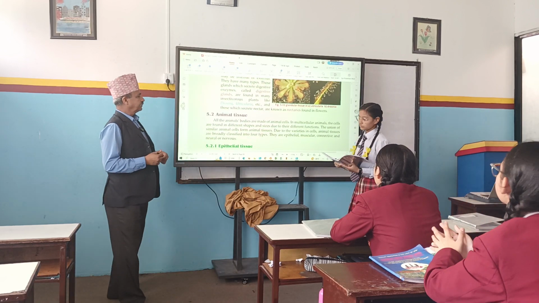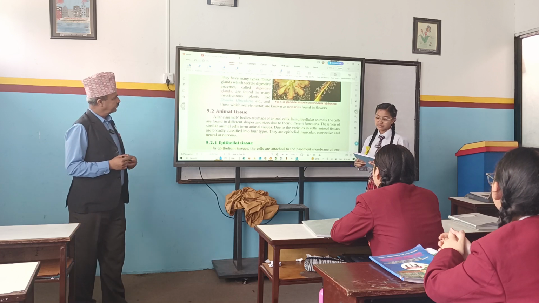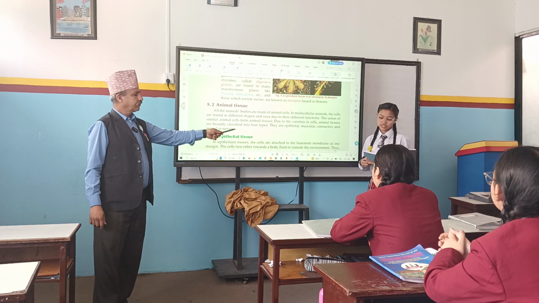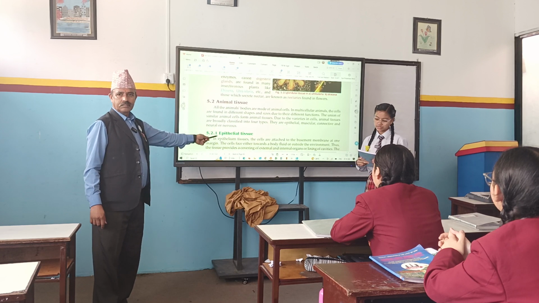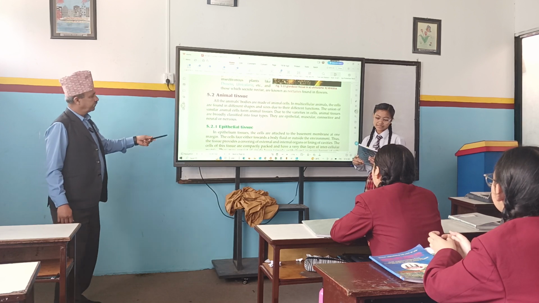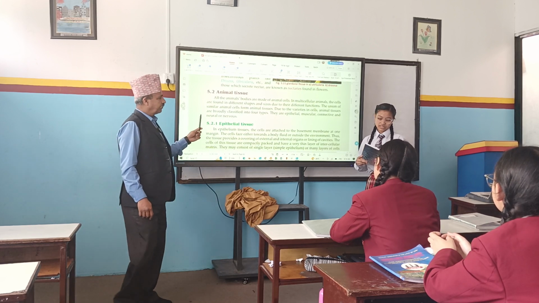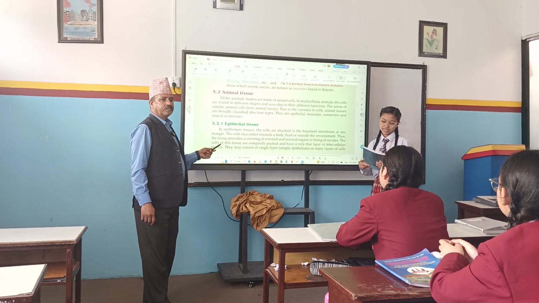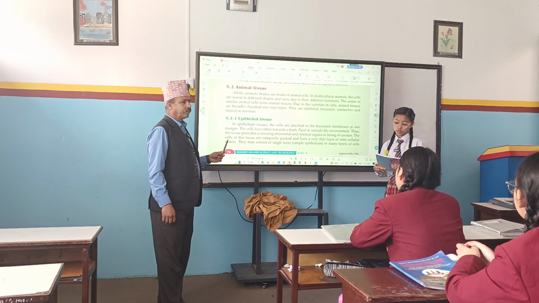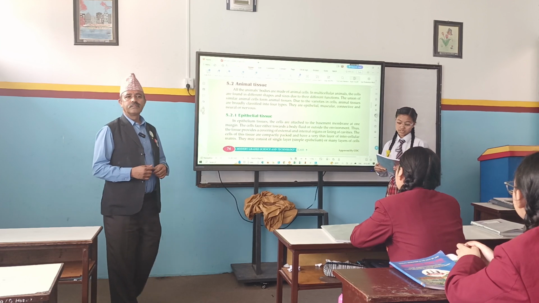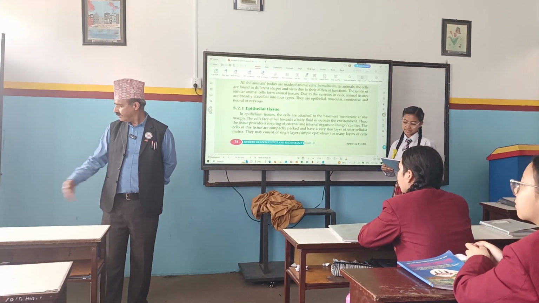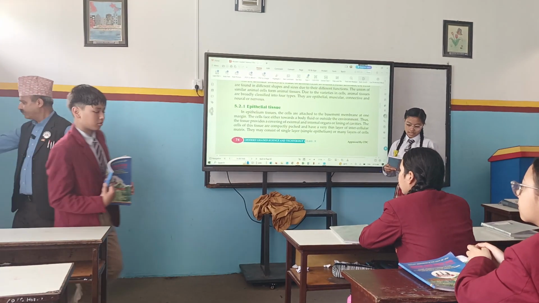Animal tissues are generally classified into four types, and they are epithelial tissue, muscular tissue, connective tissue, and neural tissue. And epithelial tissue has some subcategories. They are squamous epithelium. First of all, I would like to define epithelial tissue. They are attached to the basement membrane at one margin. Their main function is to provide covering, protection, secretion, excretion and absorption.